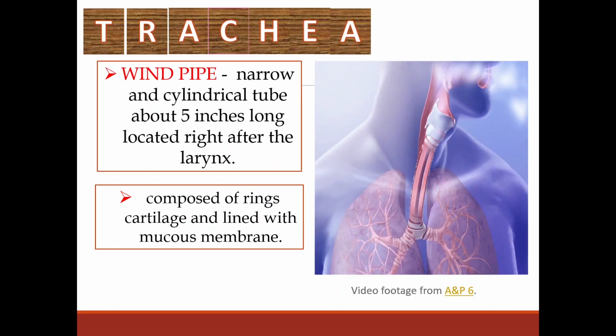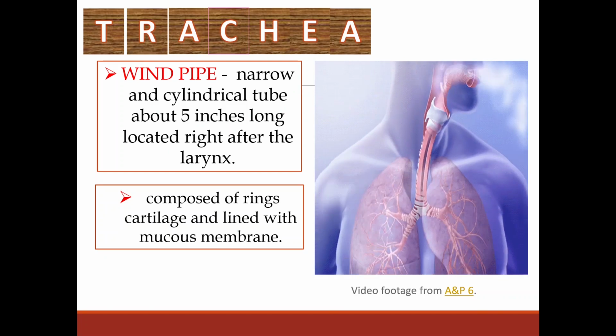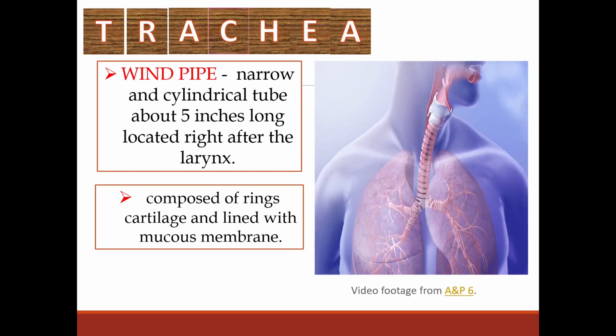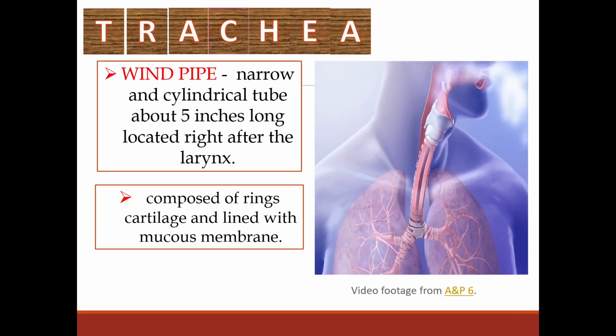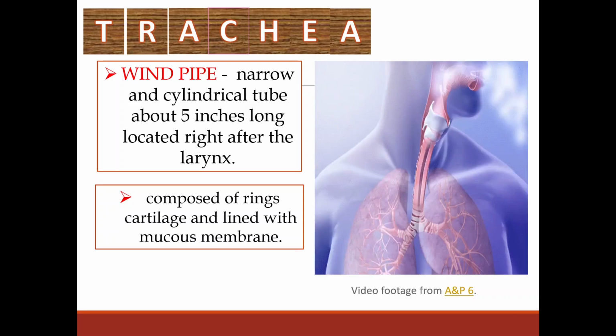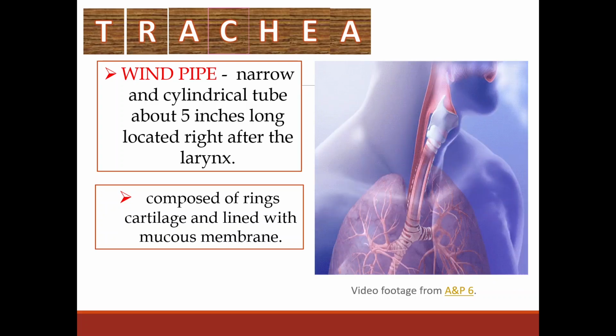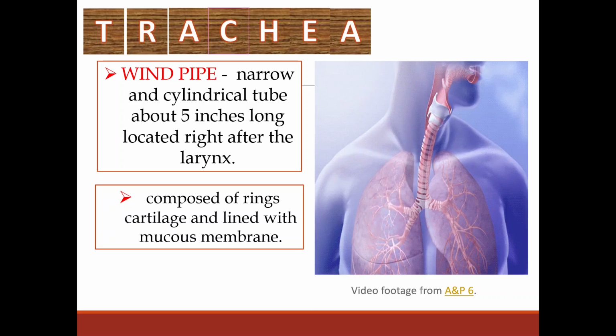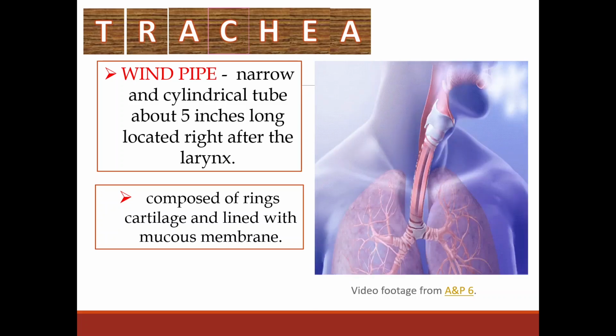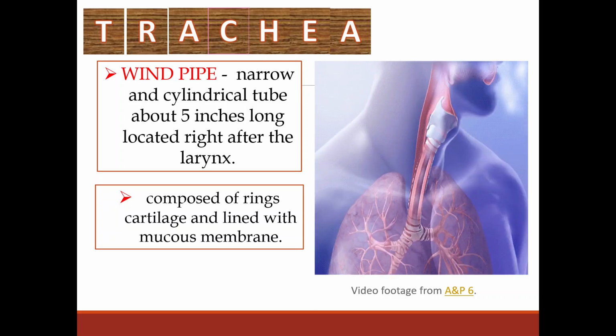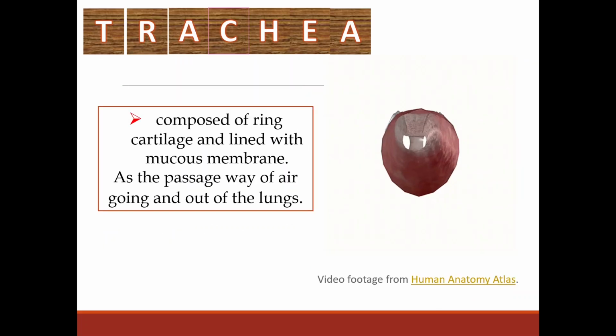Our trachea is composed of C-shaped ring cartilage and lined with mucous membrane. The shape of the cartilaginous rings gives the trachea just the right balance of structure and flexibility to do its job. The trachea also contains specialized cells that produce mucus. Mucus is important to maintain a healthy respiratory tract. Again, our trachea is composed of cartilage and lined with mucous membrane. Its main function is to serve as the passageway of air going in and out of the lungs.